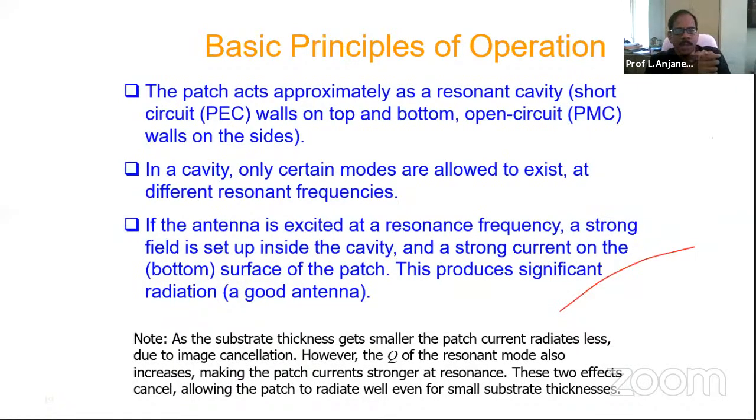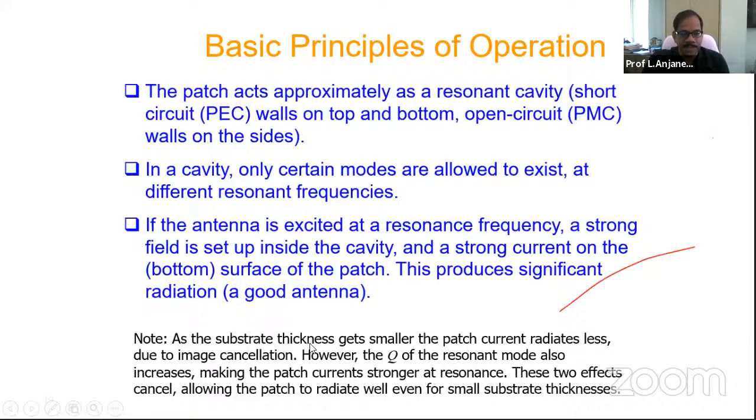So therefore, if the antenna is excited at a resonant frequency, usually a very strong field is set up inside that cavity, and a very strong current will be there on the surface of the patch, which actually radiates the signal. So therefore, it produces a very significant radiation. That's typically a good antenna.